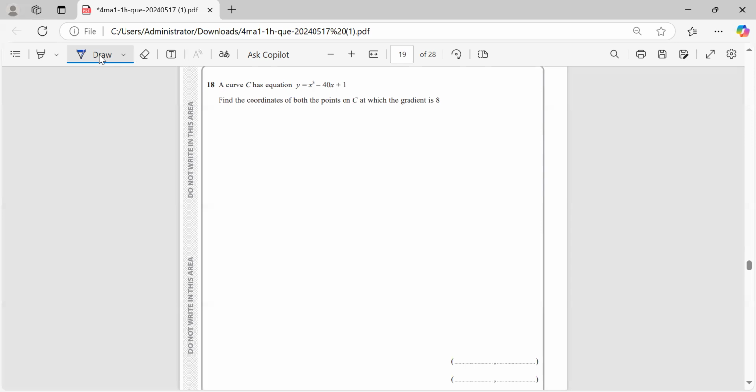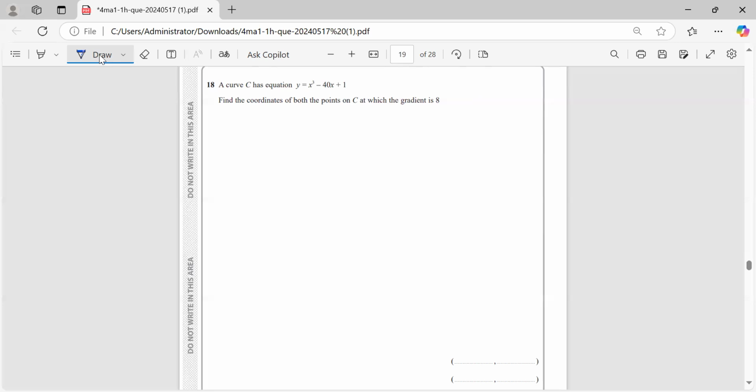All right. So the first thing that you have to do over there is to know how to find the gradient of a curve, right? If you're given the equation of the curve, you have to find the first derivative of that equation. And then if you're given a certain value of x, like find the gradient of the curve at a certain point, you just substitute that value of x in the first derivative equation.